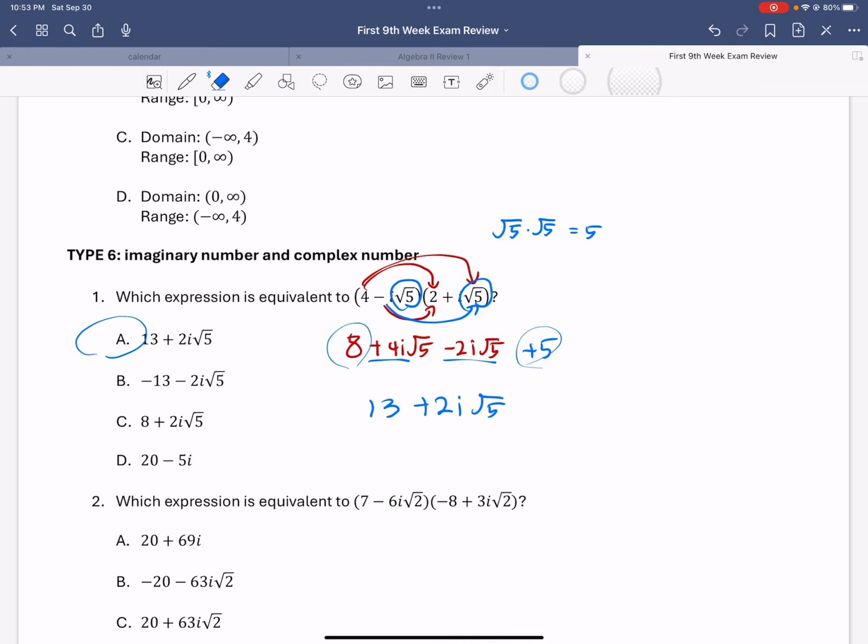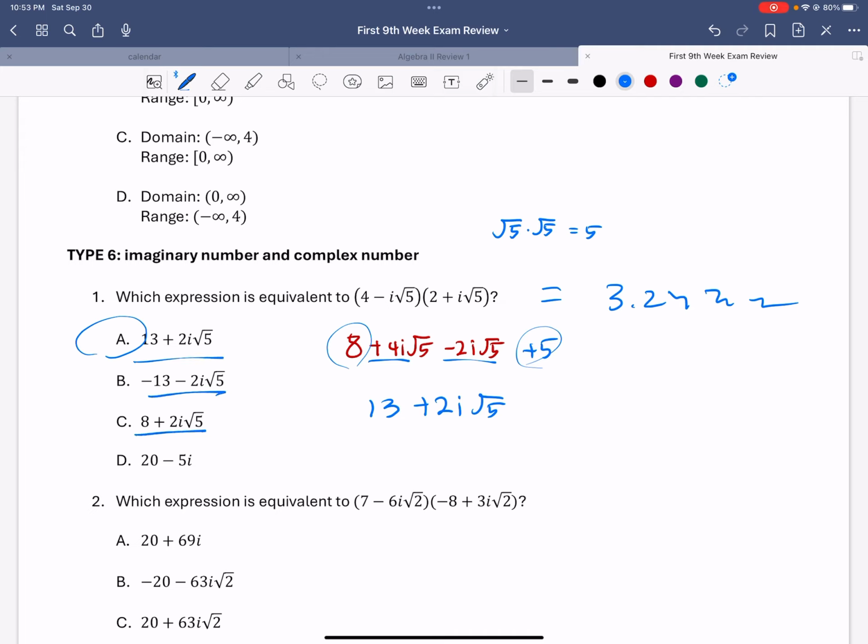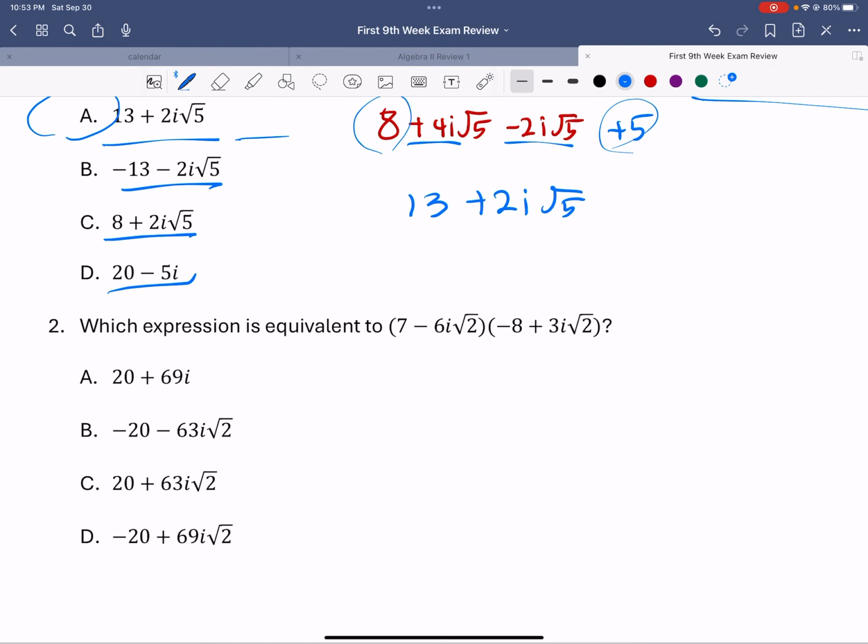But if you don't get what I'm saying, what you can do is put this one into the calculator. Then you're going to get some weird decimal. And then you put every single one of these into the calculator and see which one gets exactly the same number. Okay? Same thing here. You can put this on the calculator or you calculate everything like that.